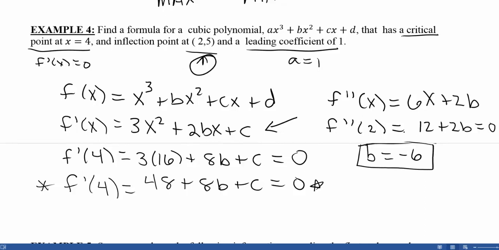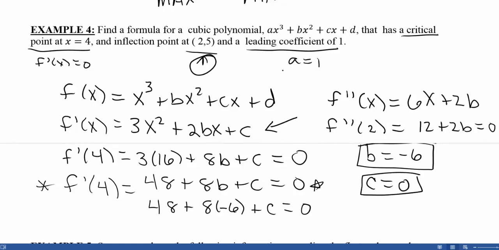So that's great. Now I have my second number here. The first one was a equals 1, but now I know that b equals negative 6. Well, let's go back to my first derivative function. I was stuck because I had 2 unknowns, but now I know one of those unknowns, and so I can substitute that in. So if I substitute in that b equals negative 6, I get 48 plus negative 48 plus c equals 0. Well, that means I have c equals 0. So now I have another one of my unknowns.